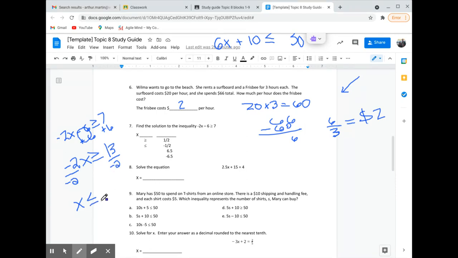So somebody put that in your calculator real quick if you got your phone out. What is 13 divided by negative 2? 6.5. All right. And since we divided by a negative, is it going to be positive or negative? Negative. Good. So we would put negative 6.5. All right, number 8 says 2.5x plus 15 equals 4. What are we going to do to solve that, Joel?